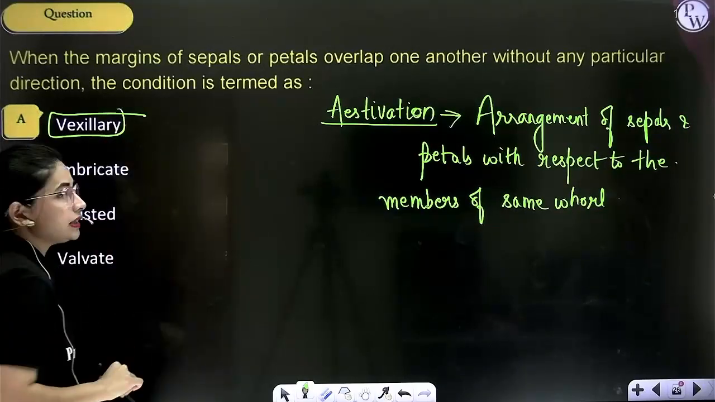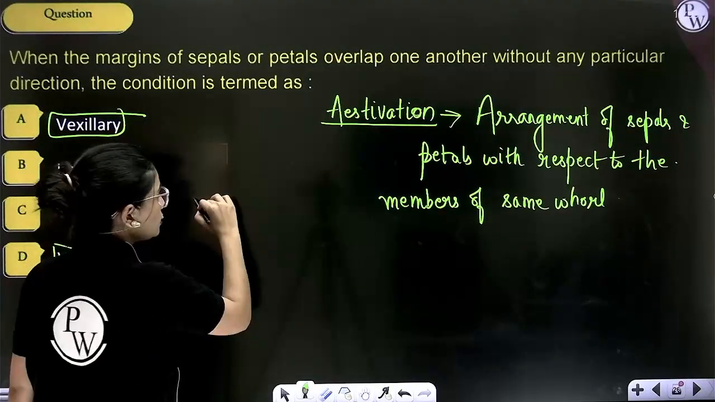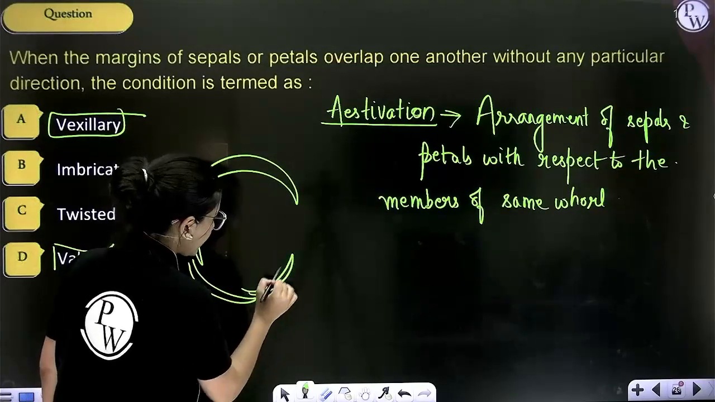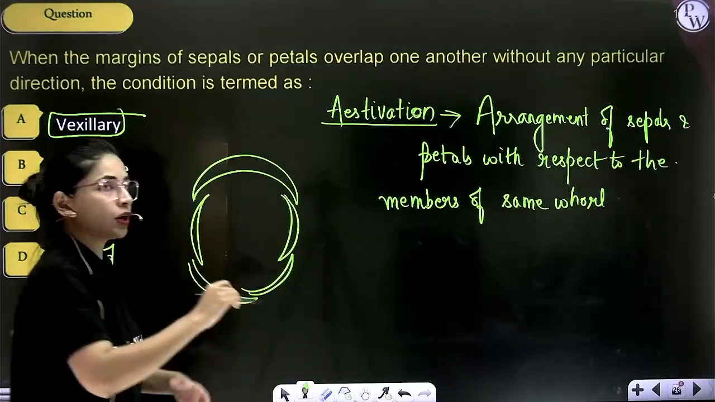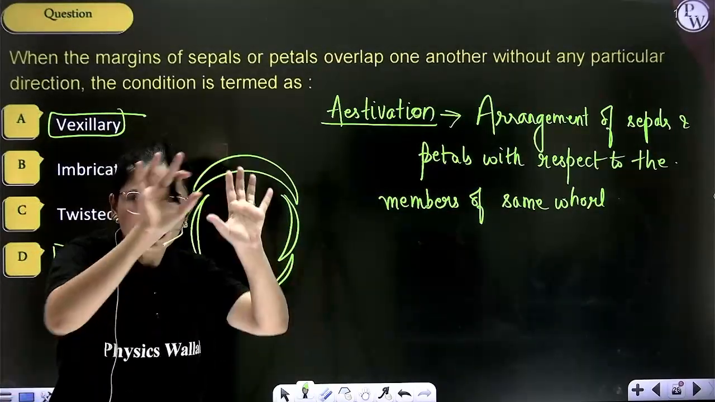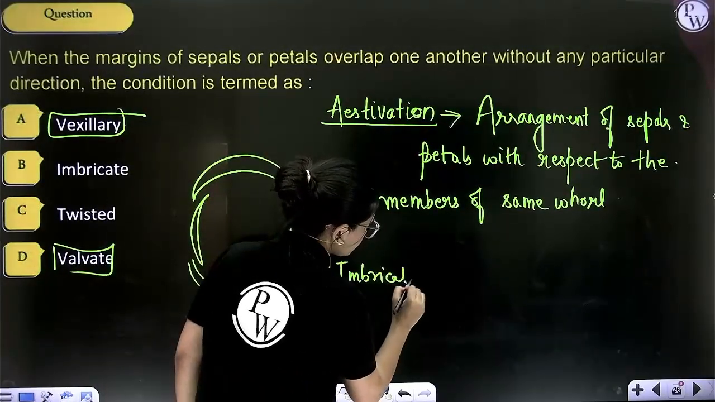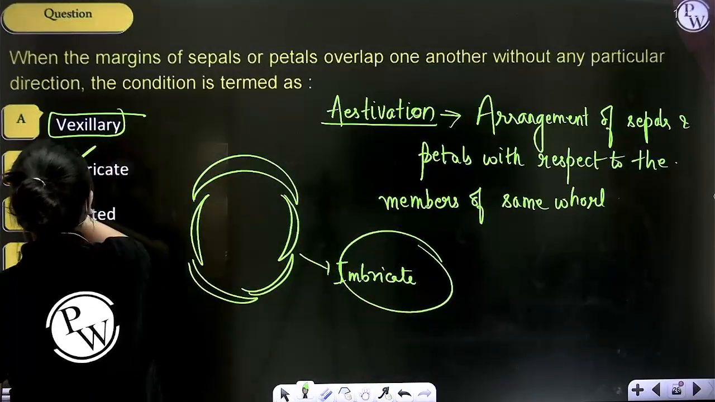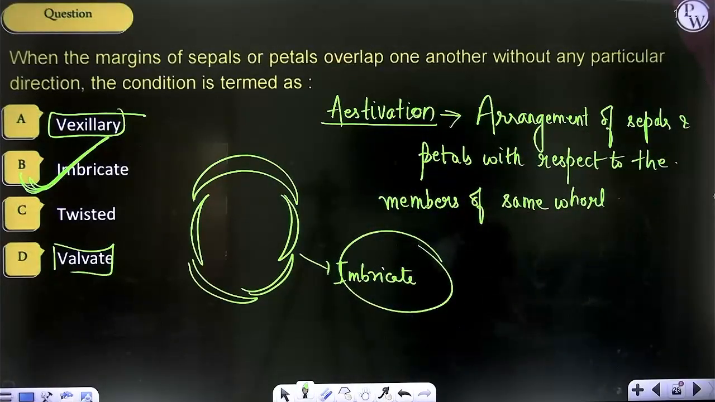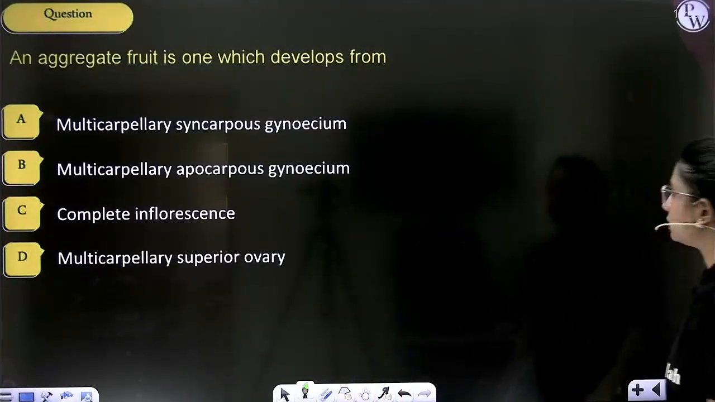Vexillary, you all have seen it. Valvate also I have shown you. But what happens in imbricate? See, all the petals are overlapping, but there is no regular manner. Any petal is overlapping any petal. Any petal is getting overlapped anywhere. There's no regular pattern. So this type of aestivation is imbricate. So here, the answer will be B for ball. Clear? Yes, chalo, agla sawal.